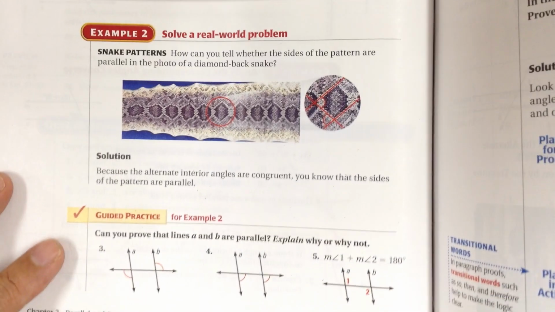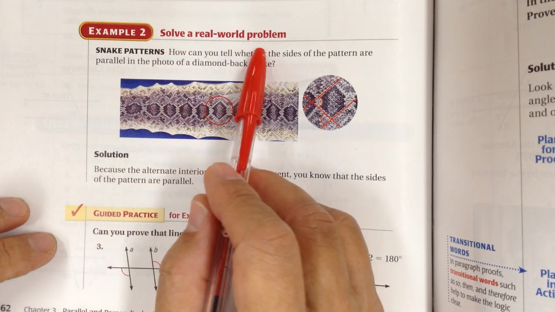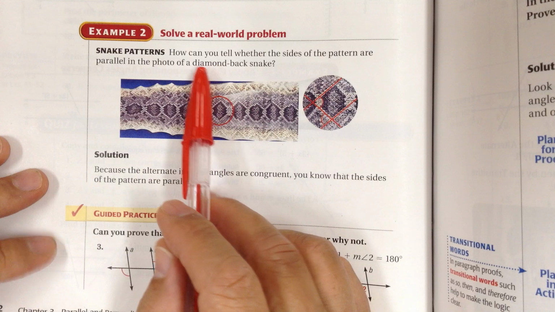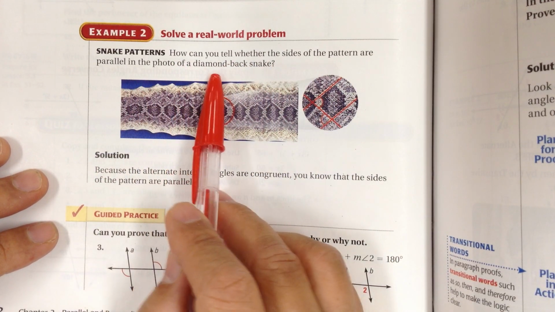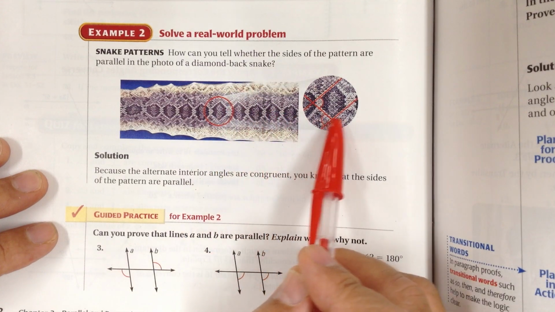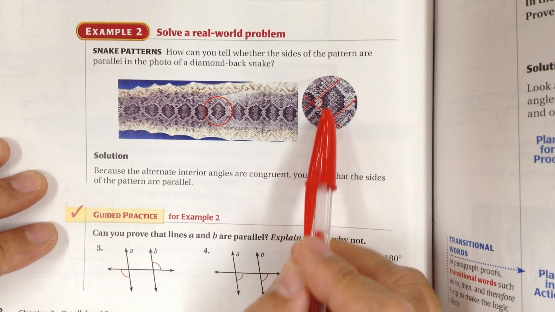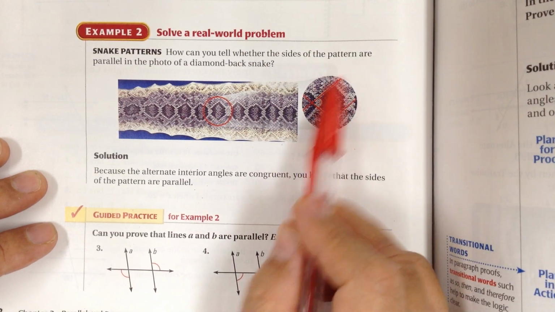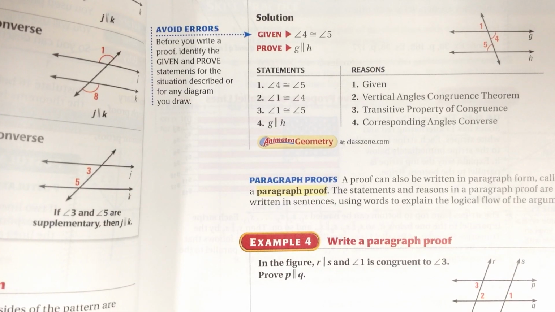Now here's an example about solving a real world problem. Snake patterns. How can you tell whether the sides of the patterns are parallel in a photo of a diamondback snake? If you look over here, if this angle and this angle are congruent, these are alternate interior angles. So if alternate interior angles are congruent, then the two lines are parallel. Let's go to example 3.